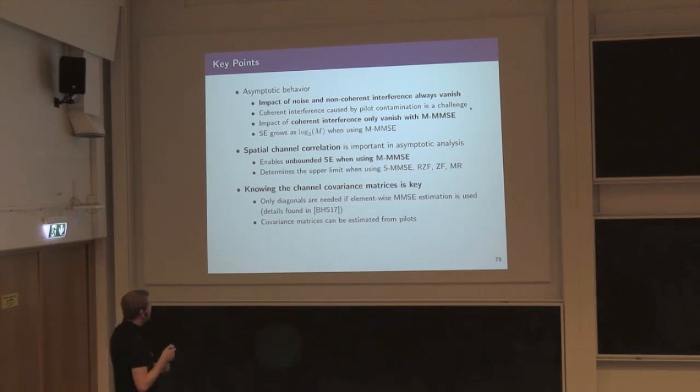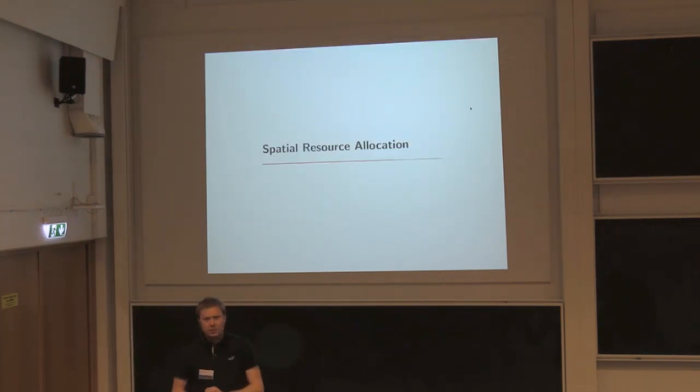And how do we, in general, estimate covariance matrices? Well, we use the pilots. The pilots that we have, we can use them to form a sample covariance matrix and get an approximation of covariance matrices from that one. But that's not the topic of today. Any questions at that point?